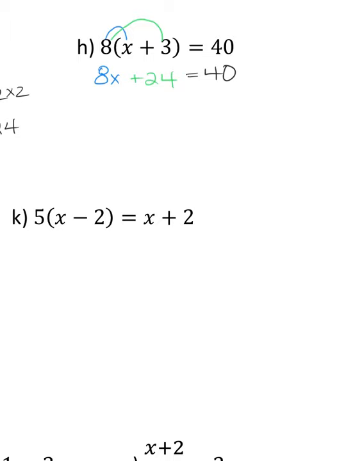Okay. So if I'm looking here, I have 8x plus 24 equals 40. I want to get rid of this positive 24, which means that I have to subtract it. Okay. And 40 minus 24 is going to equal 16. And now I ask myself what's happening between this 8 and this x. And to undo that, I need to divide because it's multiplying. So x is going to equal 2.